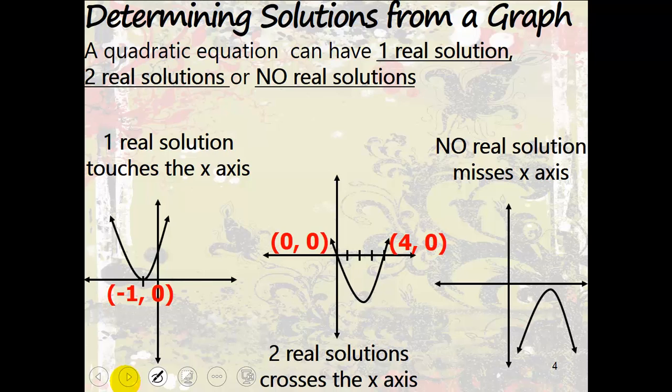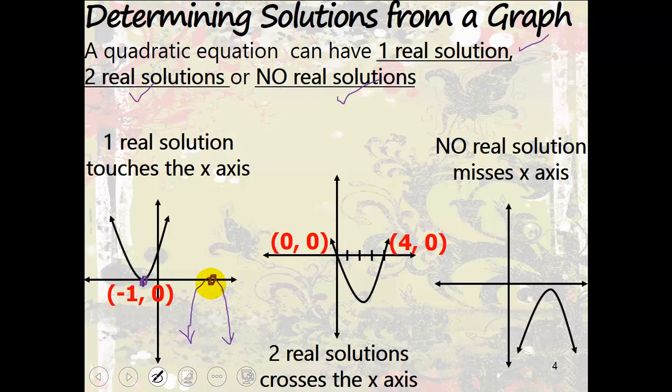A quadratic equation can have one real solution, it can have two real solutions, or it can have no real solutions. And these are some examples of how it might look. One real solution is just going to touch the x-axis and then bounce back. It could open up or it could open down. This would be one solution. It touches and then turns back around and goes back down or back up again.